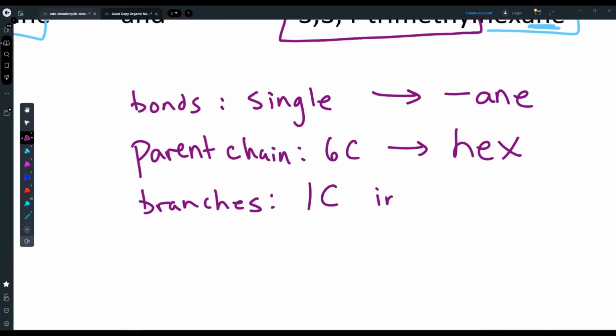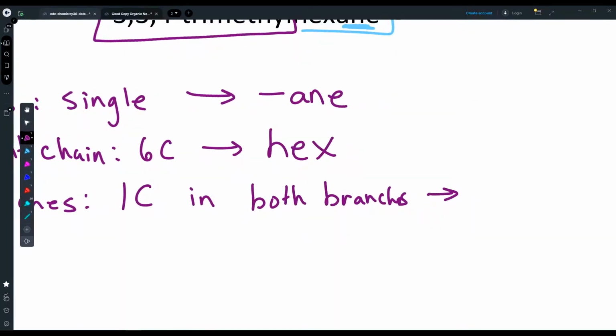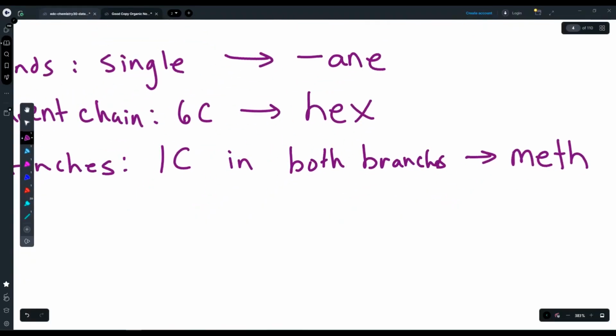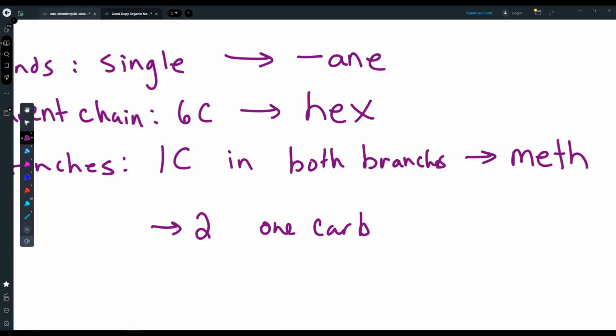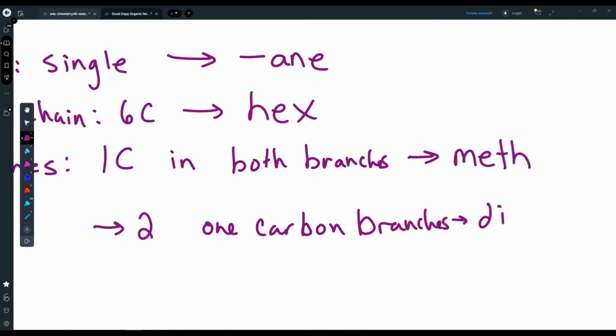So 1 carbon in both branches. So that means we got to use the stem name meth. There are 2 1-carbon branches. So that means we got to use the di prefix. Okay, maybe I'll add a dash there to make it look more like a prefix.